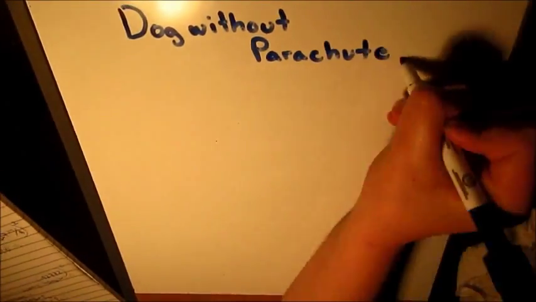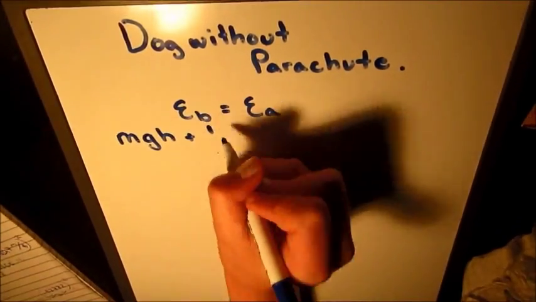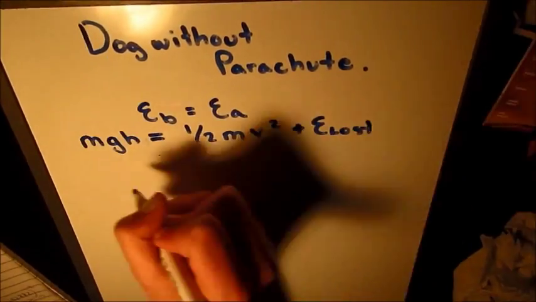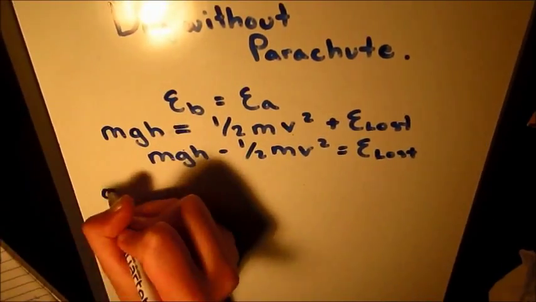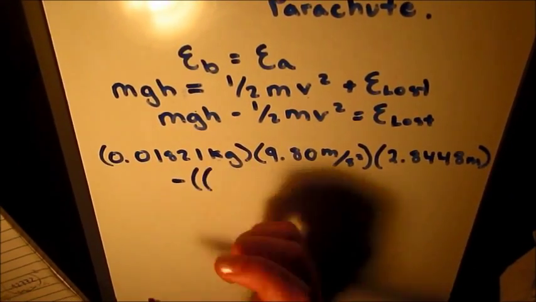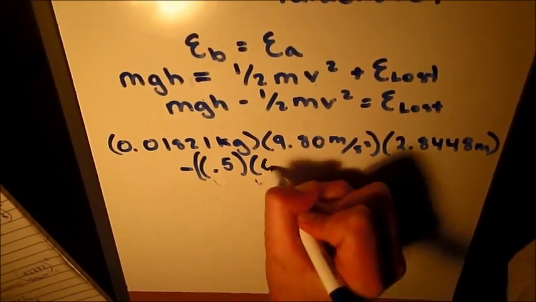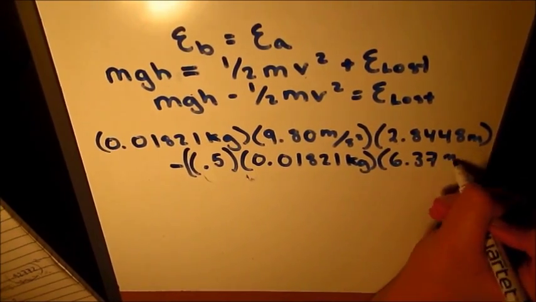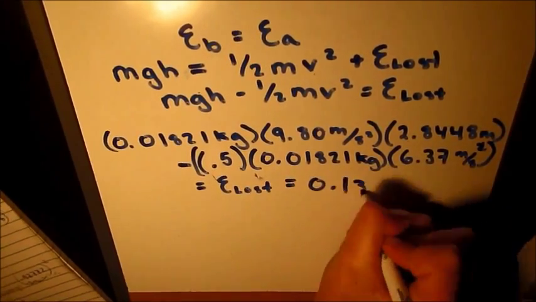To start with the calculations, to find the energy lost without the parachute, we use the equation process aforementioned. When we subtract the kinetic energy from the gravitational potential energy, we get the energy lost due to drag to be 0.138 joules.